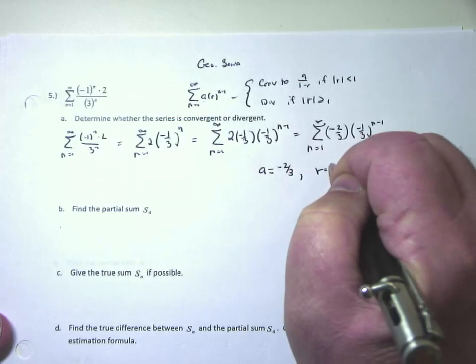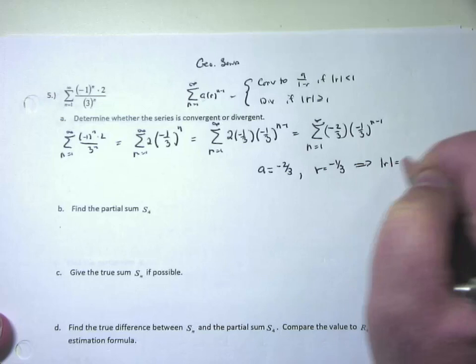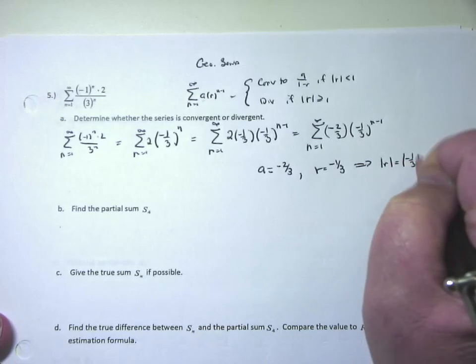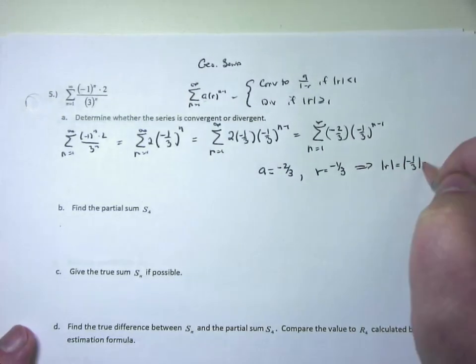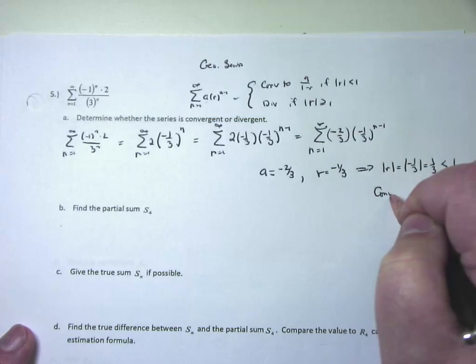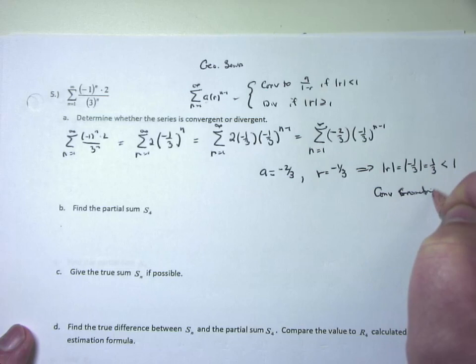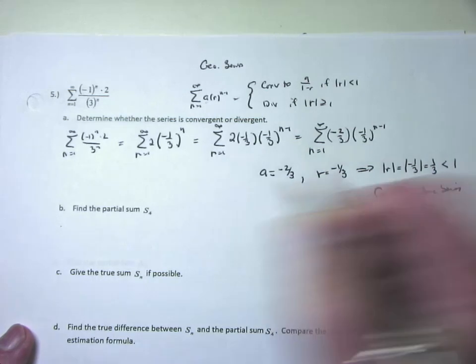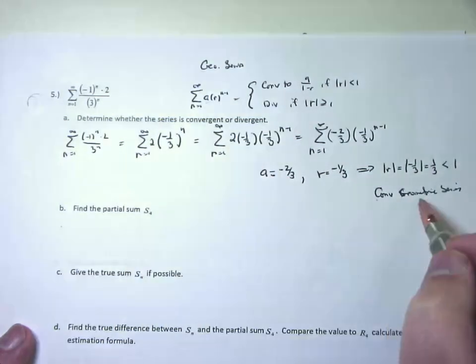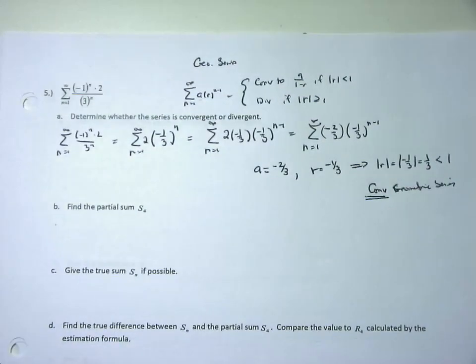Your r is equal to -1/3, which implies when you take the absolute value of r, the absolute value of -1/3 is 1/3. And how does 1/3 compare? It is less than 1. So this is a convergent geometric series. That's all it is. Determine whether the series is convergent or divergent. What is it? It is convergent. r is -1/3, which makes the absolute value of r 1/3, less than 1, converges.